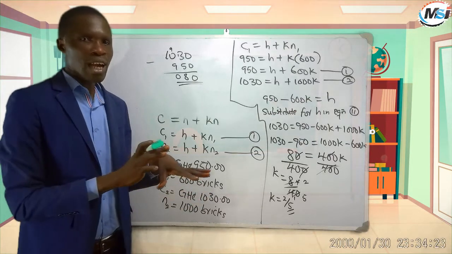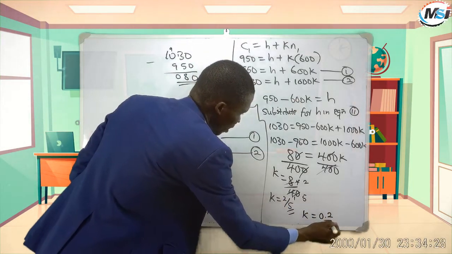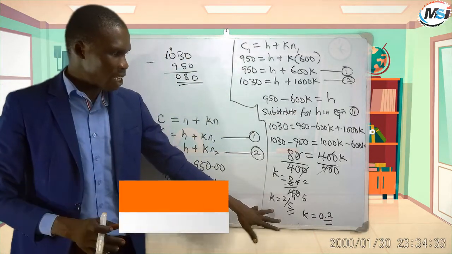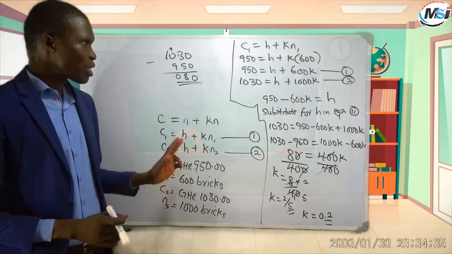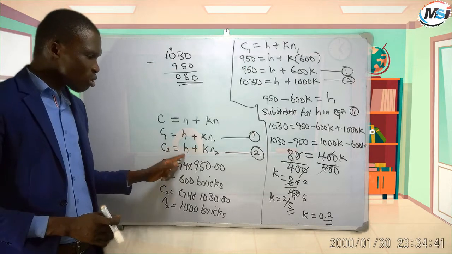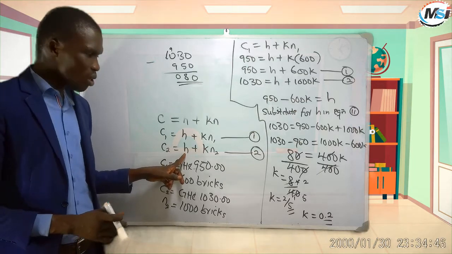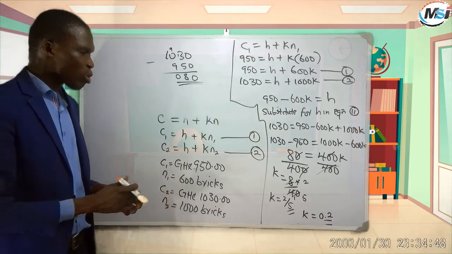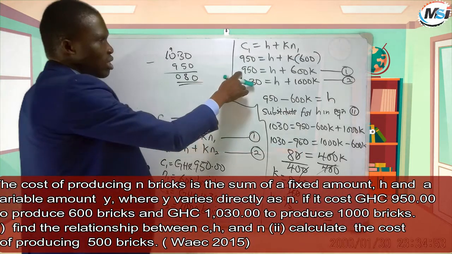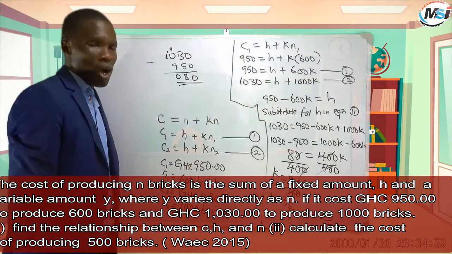Now the next thing we are going to do is, let me write my k to be 0.2 so that I will not get confused. Now we want to find h. We know the value of k, we know the value of c1 and c2, n1 and n2. Now we don't know the value of h. So what are we going to do for h? We have to go back to the two equations, this or this. We substitute for k so that we can find the value of h.